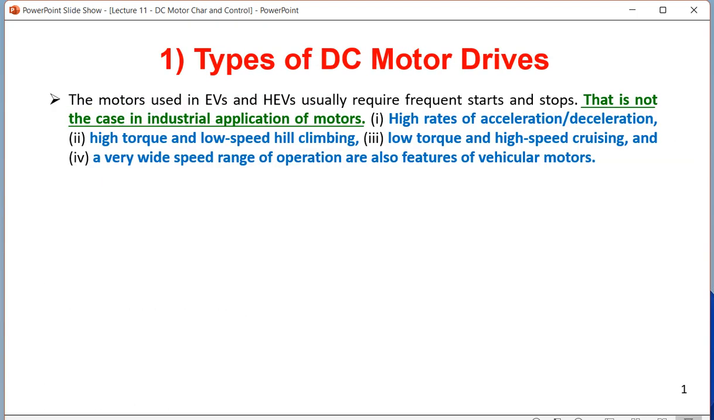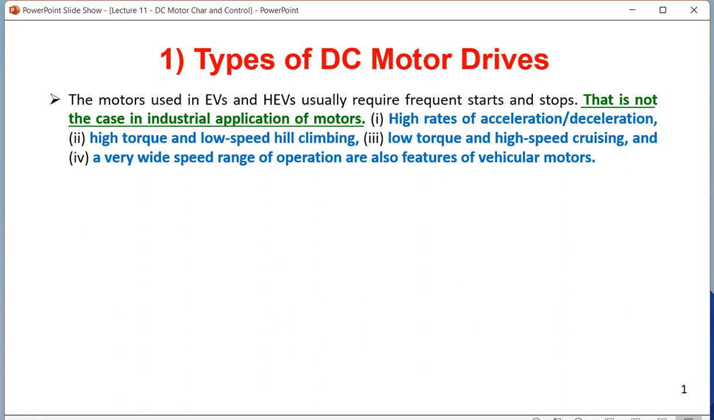This slide you have seen previously. Whenever I say DC motor, it means the supply is DC current and DC voltage. This motor is used in EV and hybrid electric vehicle. Usually whenever motors are used in EV and HEV, they need to start and stop frequently, because a car run on a crowded road or within the city continuously has to start and stop. This is not the case when the motor is used in industry, because industry is generally a continuous process. The motor runs for 1-2 hours, then it stops and takes rest for half an hour or so, and again the motor runs.